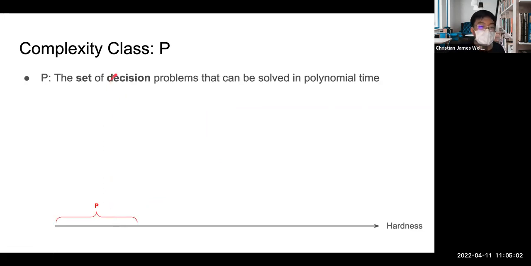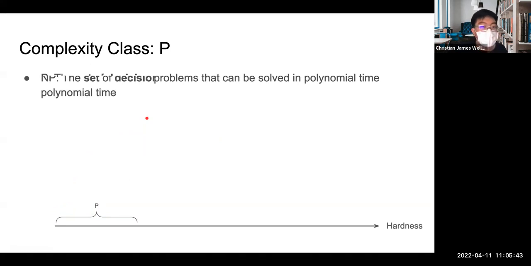So P, what is P? P is the set of decision problems that can be solved in polynomial time. So we know that we have a polynomial time solution for them. In terms of hardness, it's really the easiest it can get. Because we care about polynomial, we don't really care about n squared or n cubed. It's the same group for us. Some examples are problems you have solved before, like shortest path and minimum spanning tree. These are things you have seen in the data structures and algorithms course. They have polynomial time solutions. So this is P.